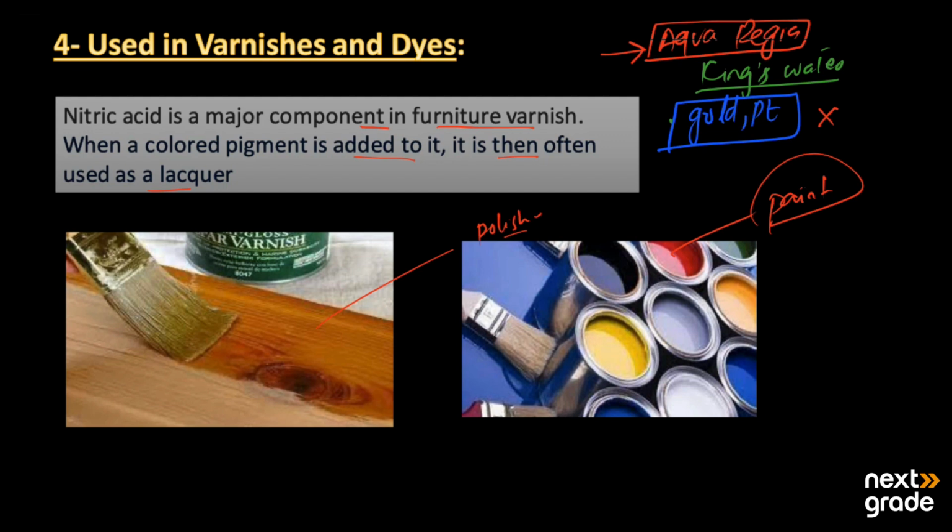Aqua regia is prepared by combining nitric acid, HNO3, taken one part, and HCl, taken three parts. By combining these we make aqua regia, and aqua regia is the only one which can oxidize gold and platinum.